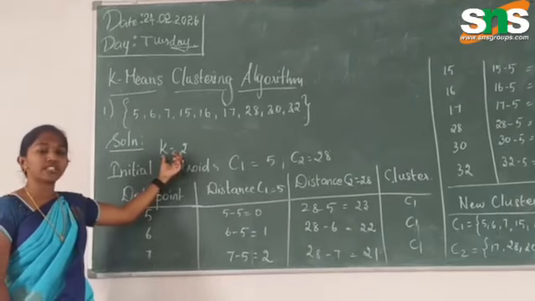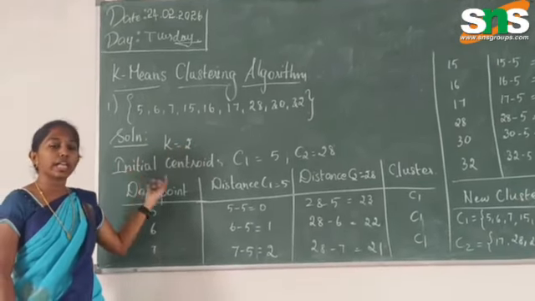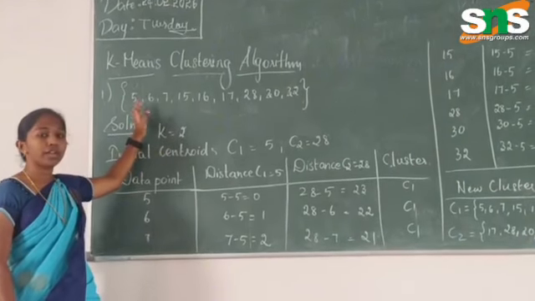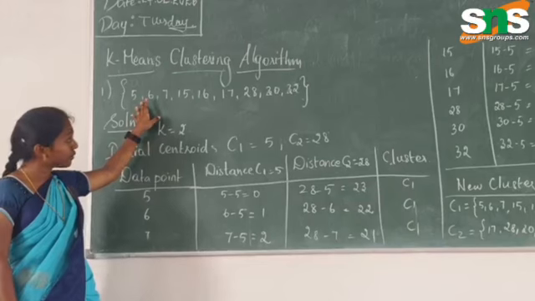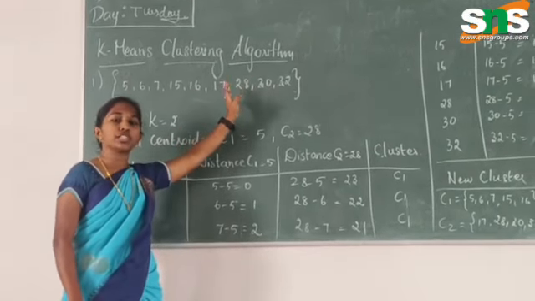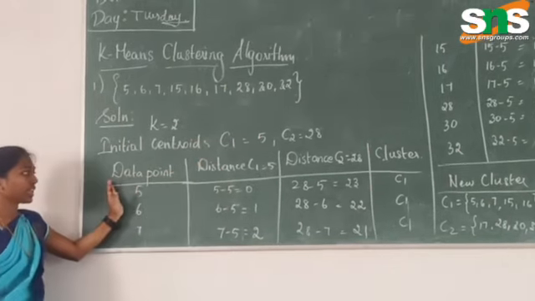First we are going to the question itself. They are given the cluster function A is equal to. I am going to take the initial clusters from the given data set. The C1 value I am going to assume to be 5 and the C2 value will be 28. Now we are going to find the distance for both C1 as well as C2.